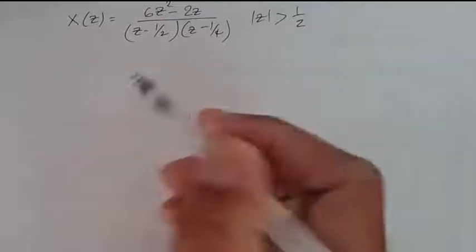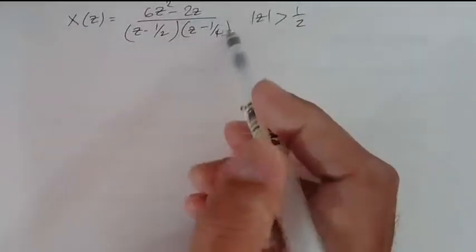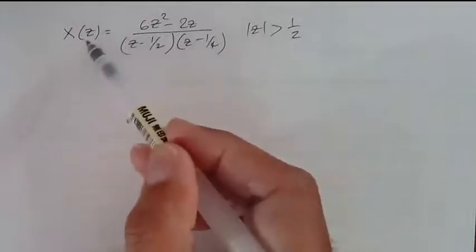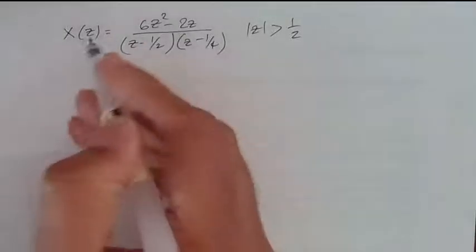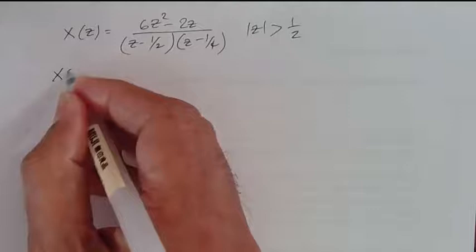Okay, now what I'm going to do, I want to expand this using partial fraction expansion, but I don't want to expand X(z). I want to expand X(z) divided by z. So let's divide both sides by z.